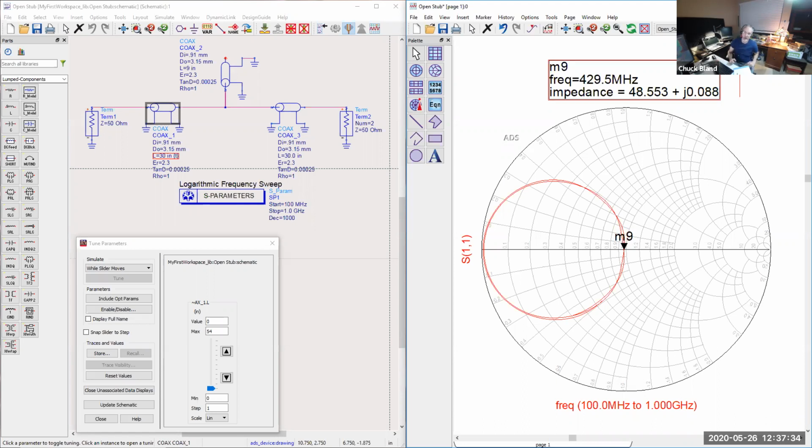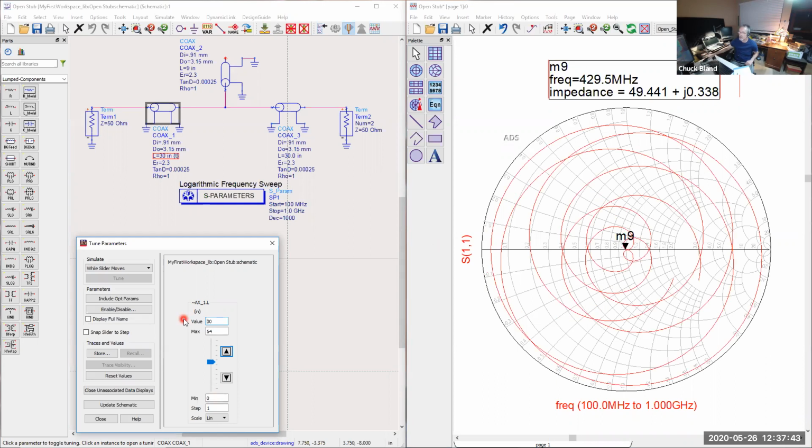So I wanted to point that out to you. That's how that works. That's why that was reactive. Bottom line is that it was reactive because we had 30 inches of coax acting as an impedance transformer.